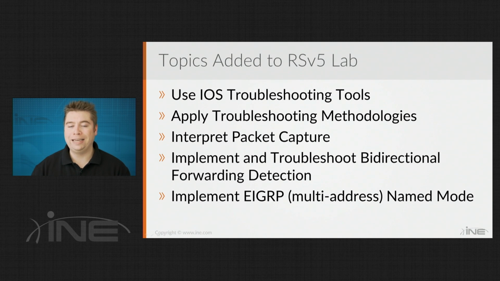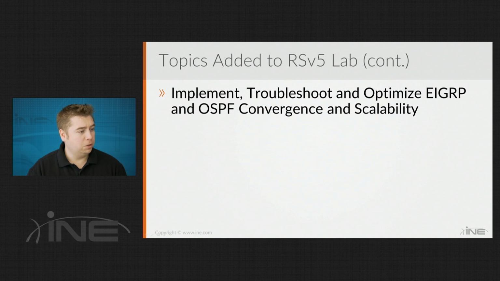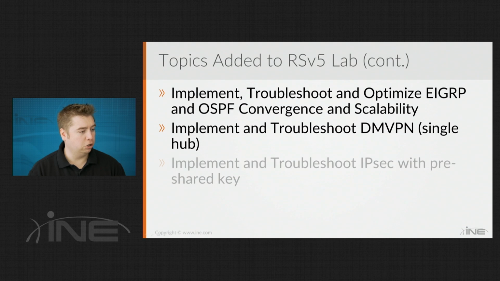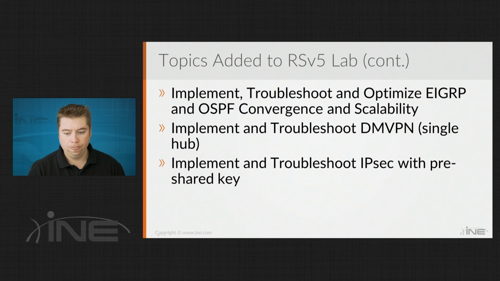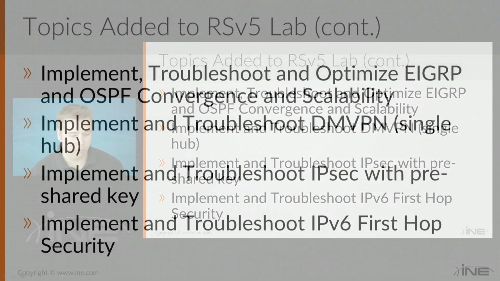We'll look at those 2 in next class when we're talking about routing protocol enhancements. Implement OSPF and EIGRP scalability and convergence enhancements. We'll be covering that in next class. DMVPN we're going to do today. IPsec we're going to do today. And IPv6 first hop security we're going to do in next class. So today is mainly going to be focused on these changes, things about the topology that's changing, and then IPsec and DMVPN, because both of those are pretty involved on their own.